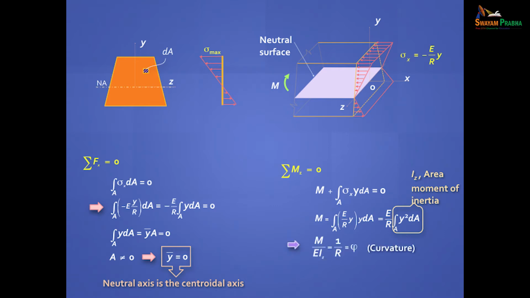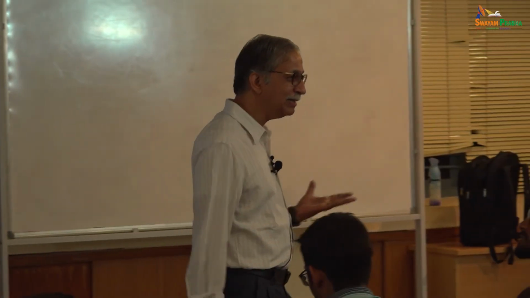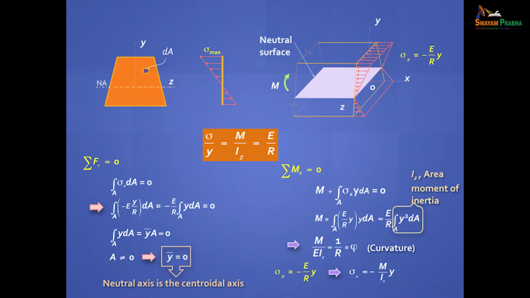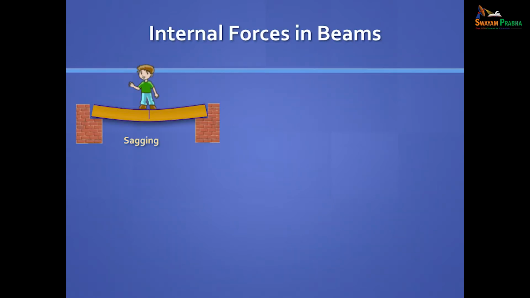It's also called Iz. It's again a property of the section. And so you have this famous equation. M by EI is curvature, is 1 by R equal to phi. And so if you substitute, you have this famous Euler-Bernoulli equation, which in the last class you just vomited out. You will never forget it. M by I is equal to E by R is equal to sigma by Y. Right? This is just a refresher for what you did. We'll move on.